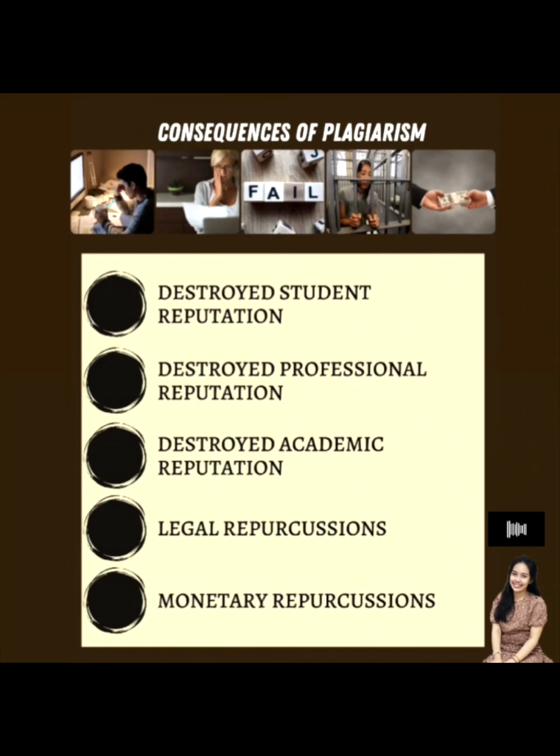The fifth one is legal repercussions. Plagiarism can result in significant legal consequences. The copyright laws are unbreakable. It is illegal to utilize another person's work without citing and referencing it. A plagiarist can be sued by an author. Plagiarism may be considered a criminal violation, resulting in a jail term.